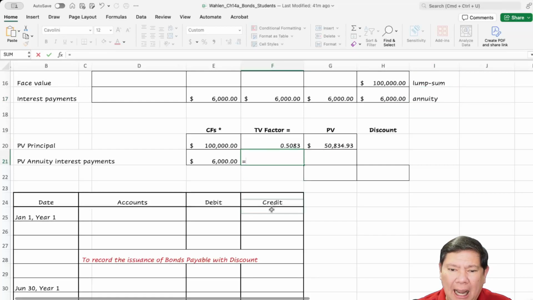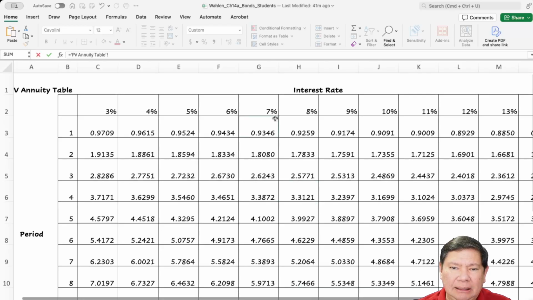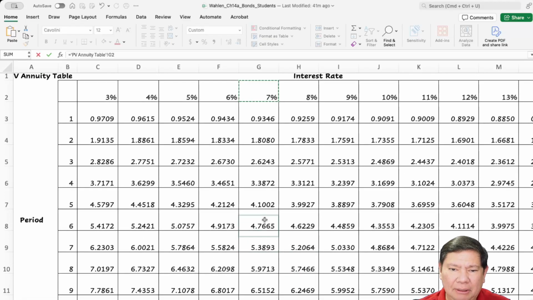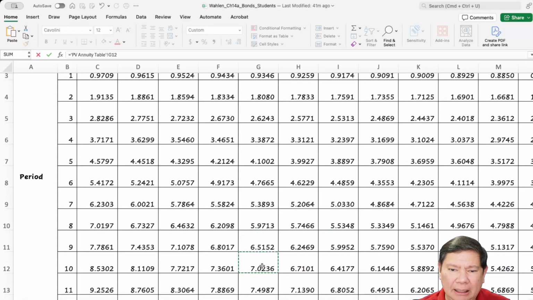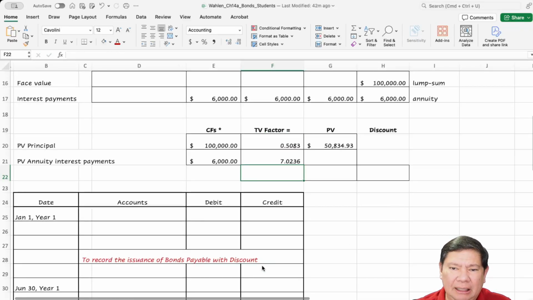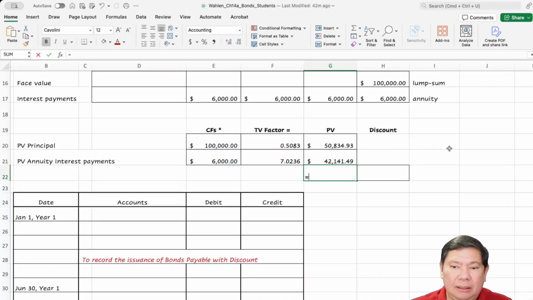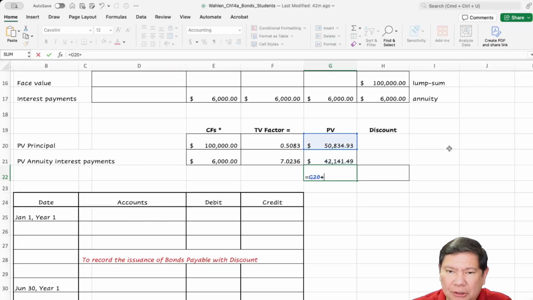And then for the interest, $6,000, we have to use the annuity table. So we go to the annuity table, 7%, 10 periods. Where is that? Okay, this one, 7% and 10 periods, 7.0236. So we can multiply the interest to get the discounted cash flows, and then we add those two.